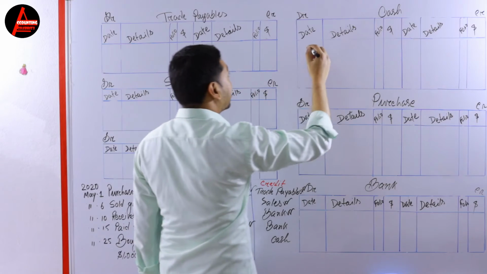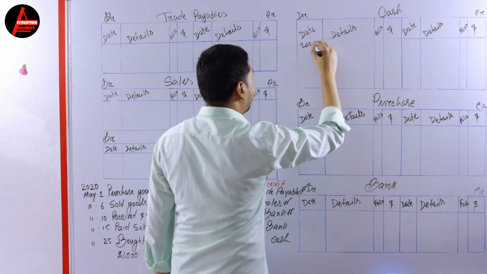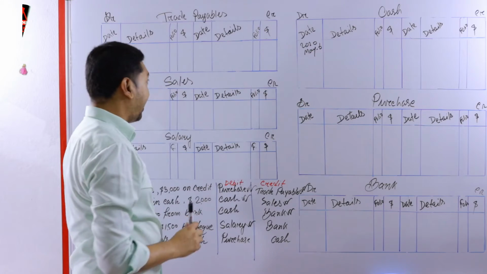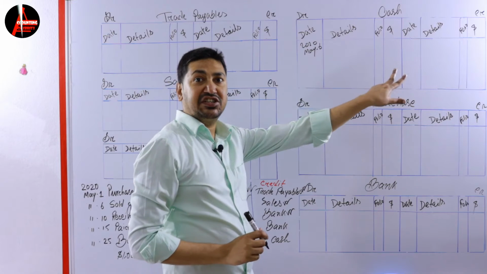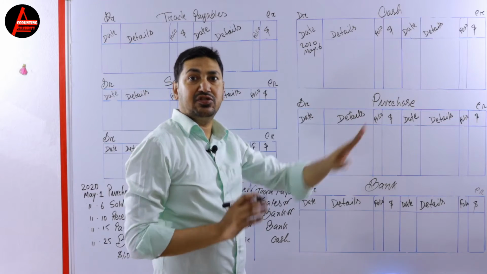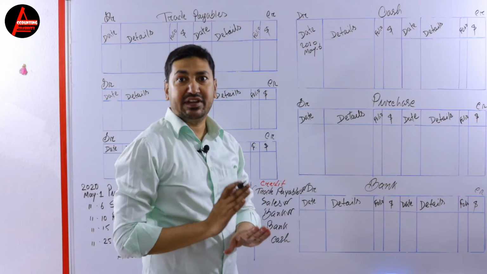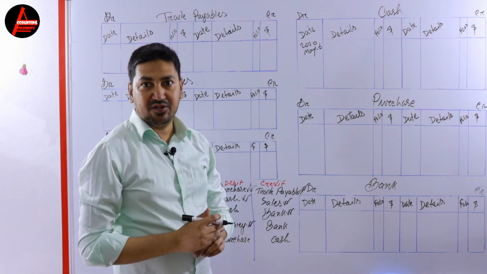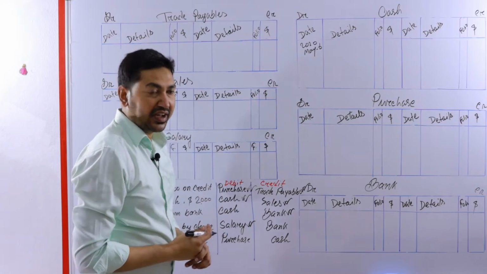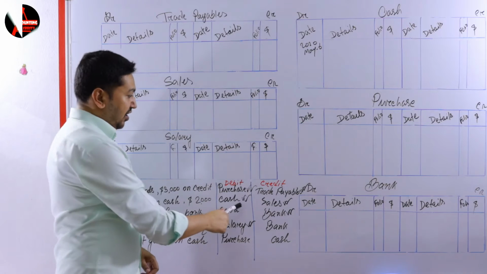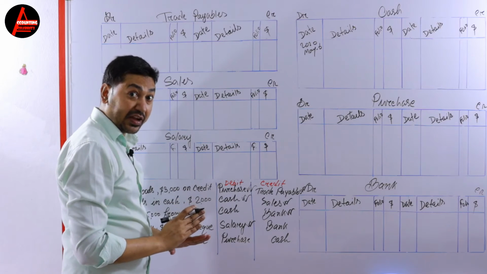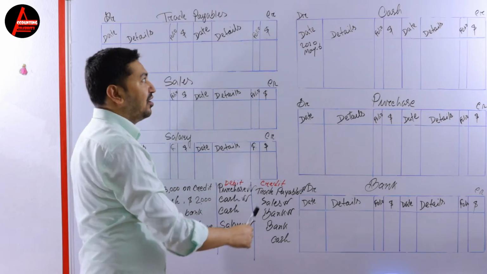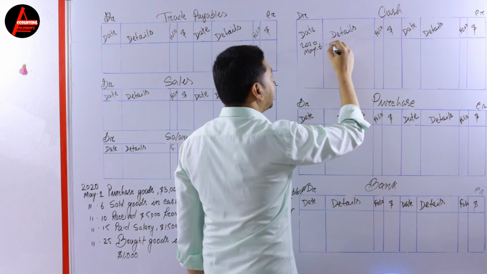So let us write first of all the date, 2020 May 6. We are doing the cash ledger. Inside the cash ledger we cannot write the word cash. We need to write the opposite account. Check the transaction once again. What is your opposite account? It is sales. So right here, sales.